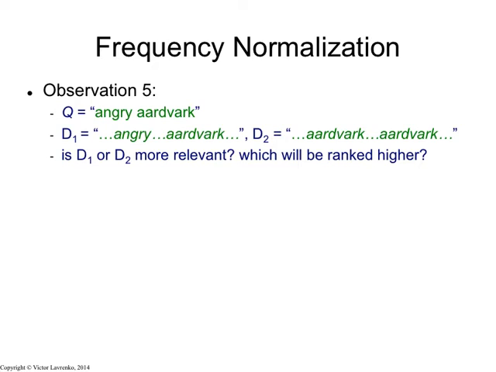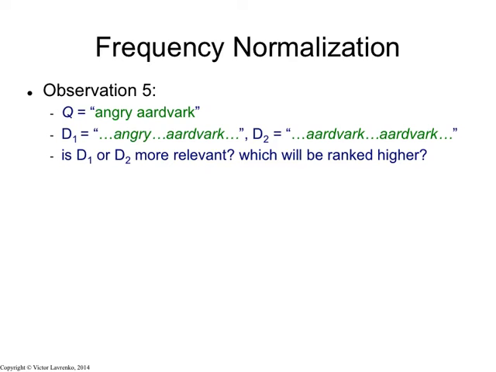2, right? It's 1 for the angry and 1 for the aardvark. And again, if we didn't use IDF, the dot product between Q and D2 would have the value of 2, right? It's 0 for angry and 2 for the aardvark. Now, we're taking IDF and we're multiplying IDF by the term frequencies.